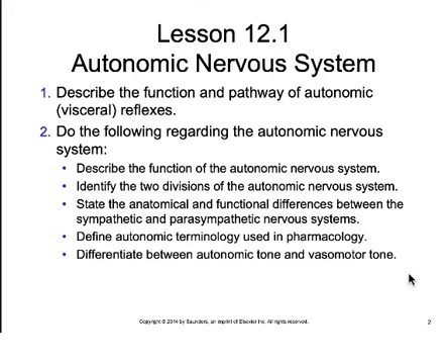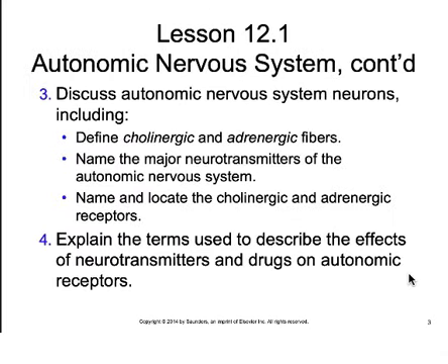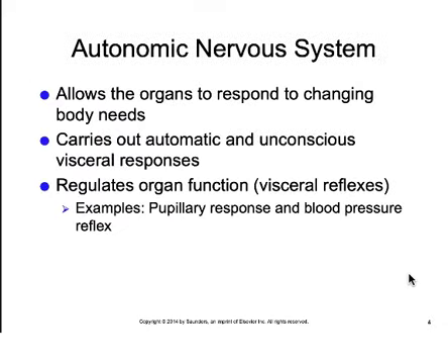We'll talk about the two divisions of the autonomic nervous system, talk about what it does, talk about the anatomical structures that contribute to it, and then we'll talk about some of the pharmacology that deals with it. We'll define autonomic tone. We'll talk about different types of autonomic fibers and talk about the terms used to describe autonomic receptors.